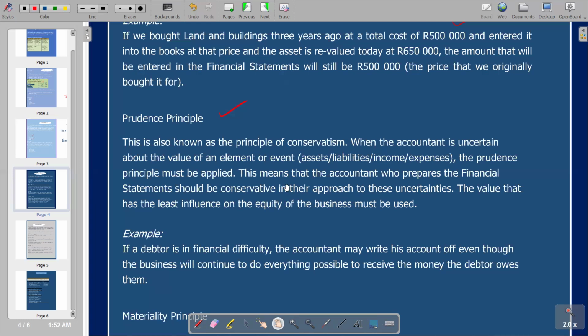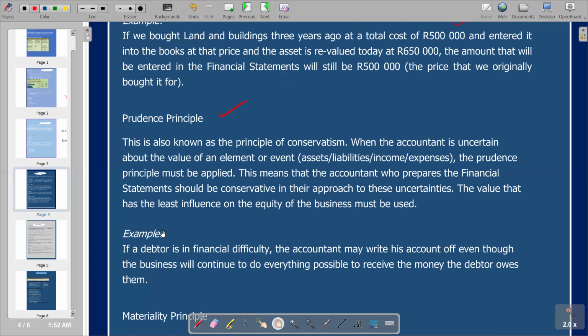So conservatism means we don't have to overstate our profits, our revenue that we have in the business. So that's the basic essence behind conservatism. So the value that has the least influence on the equity of the business must be used.